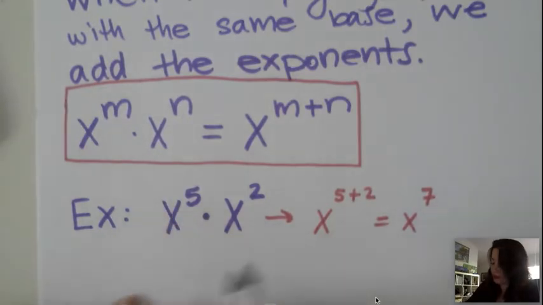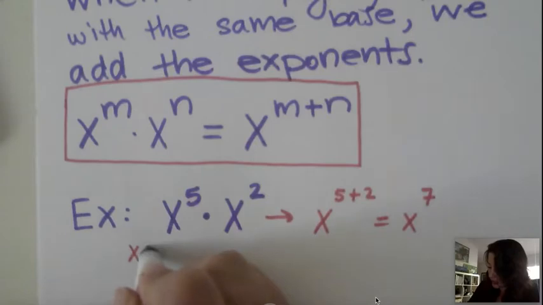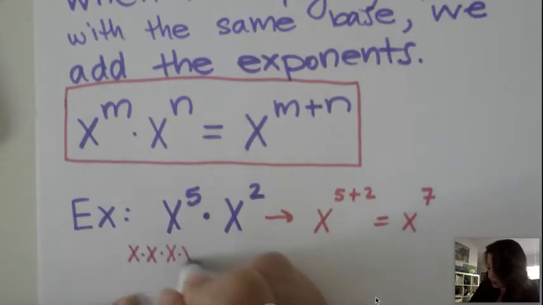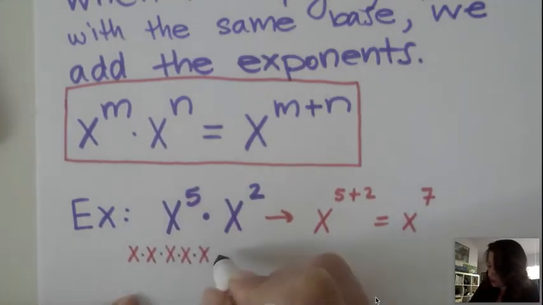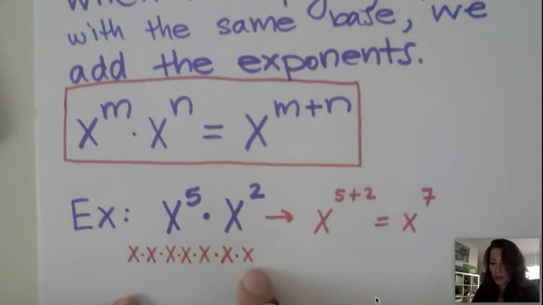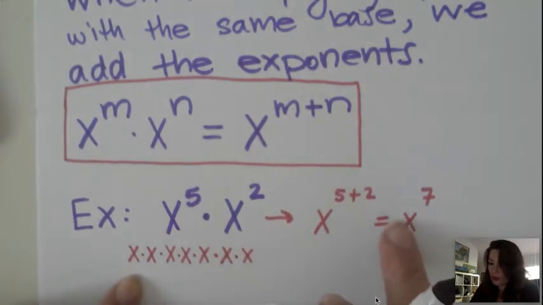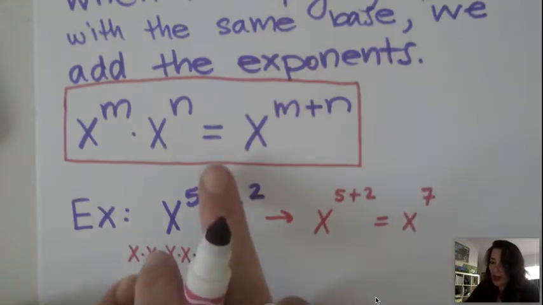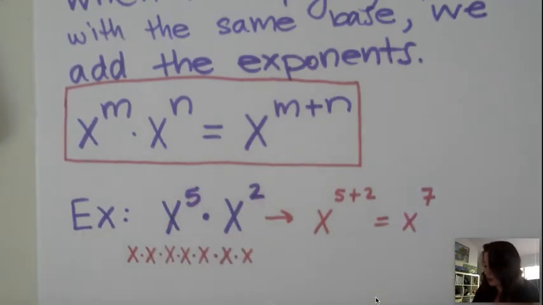So x to the fifth means that it is x times x times x repeated 5 times, and x squared means x times x. If you look at how many x's we have multiplying each other, we have 7. So using this property helps us add a lot quicker.